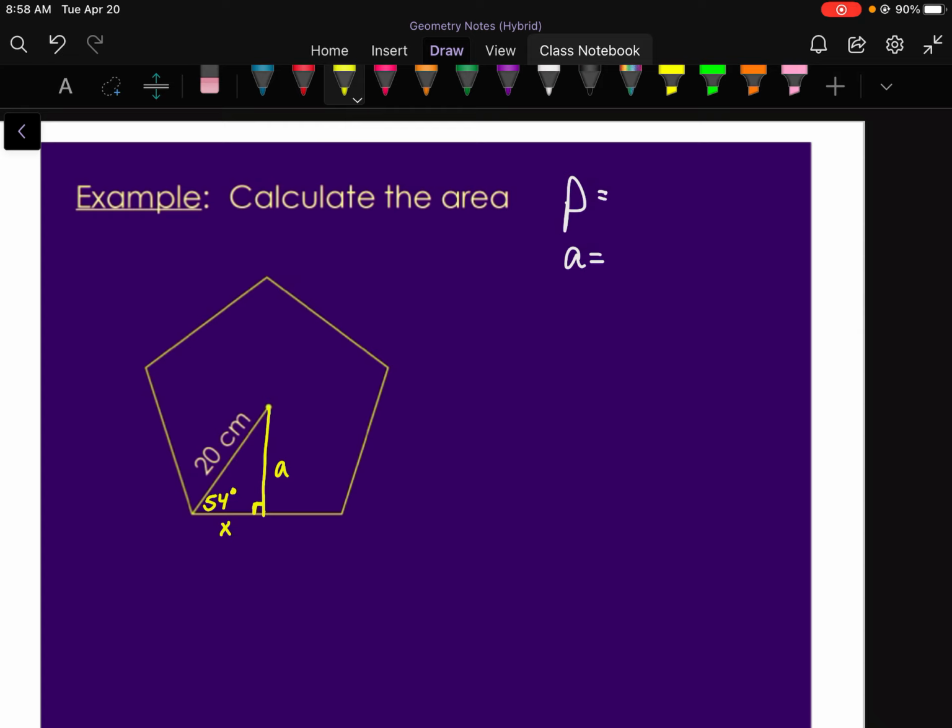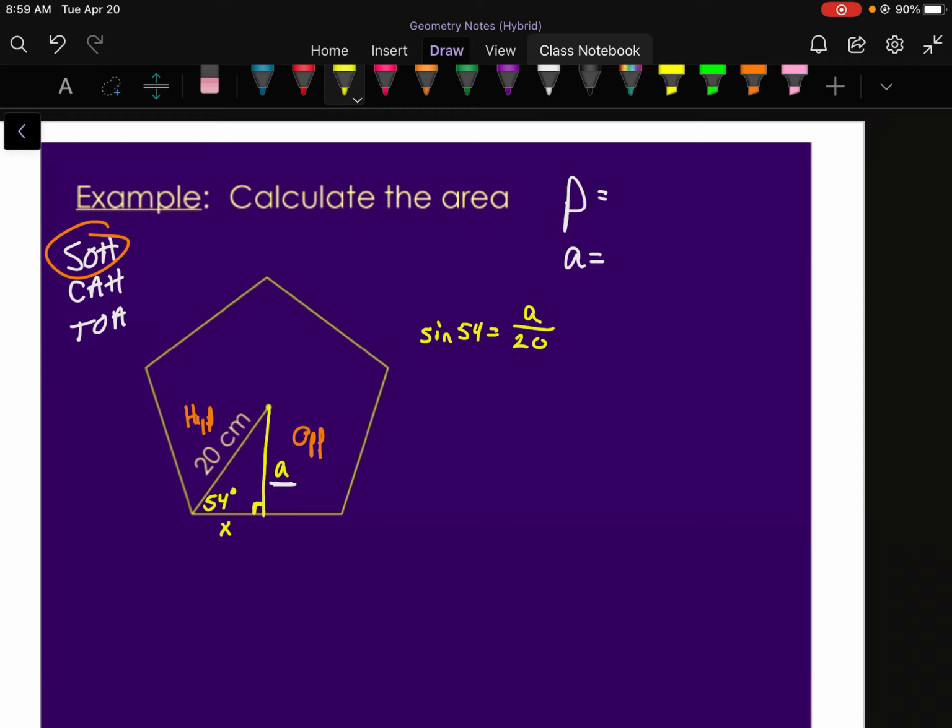So again, we can use trig. Let's find A, the apothem, first, and then we'll go back and we'll find X, the base of this triangle, and then we'll double it to find one side, and then we'll have to multiply it by 5 to find the perimeter. So again, we're looking at SOHCAHTOA. So I want to find A, so I'm looking for a trig function that relates the opposite side and the hypotenuse. And right here it is, sine.